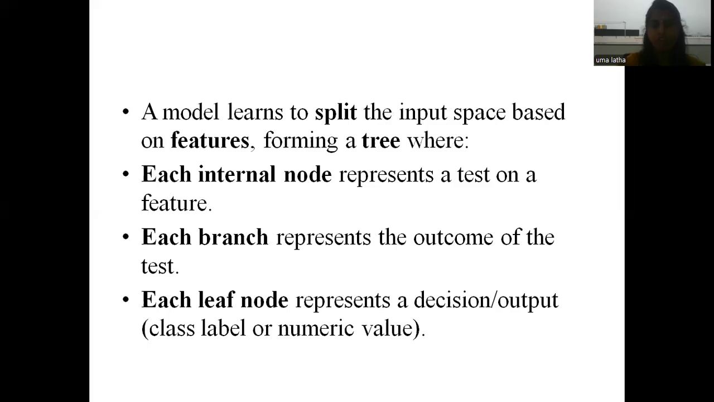A model learns to split the input space based on features, formed in a tree, where each internal node represents a test on a feature. Each branch represents the outcome of the test. Each leaf node represents a decision or output.